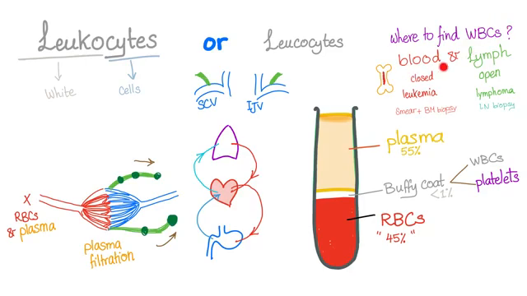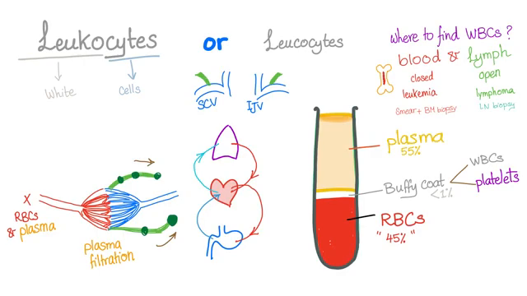You can find them in the blood and in the lymph. What is the blood and what's the lymph? That's easy. They are part of your circulatory system. The blood system is a closed system. It starts in the heart and it ends in the heart.